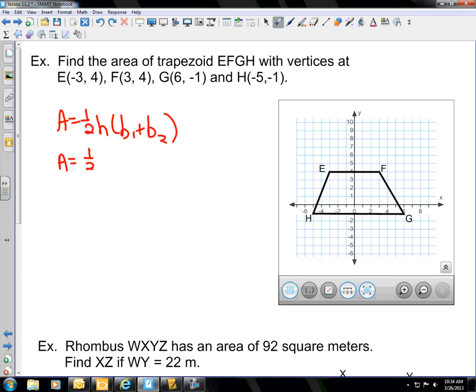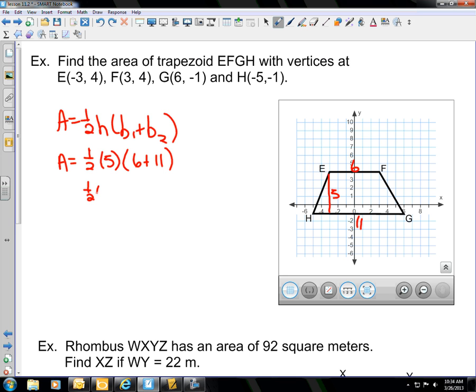All right, so let's go ahead and count. What's the length of EF? 6. And the length of HG? 11. How about my height here? 5. Okay, good. All right, so my height is 5, and my bases are 6 and 11.